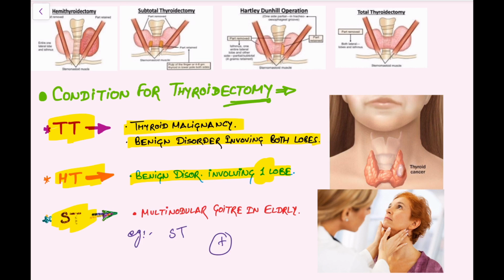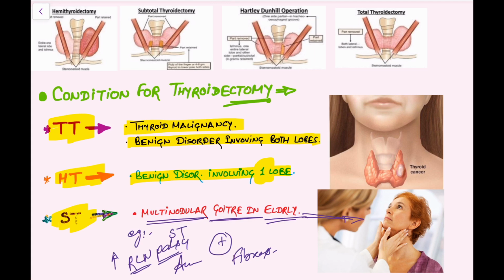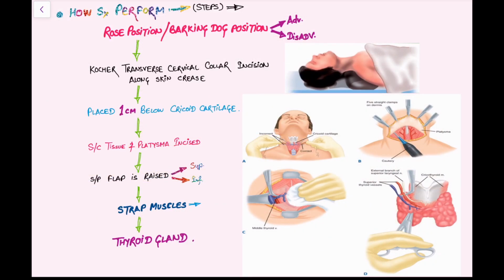Why is it like that? Because the anatomical landmarks are lost, and due to excessive fibrosis, it increases the risk of recurrent laryngeal nerve palsy. So nowadays surgeons are performing it for multinodular goiter in elderly patients. So here we are going to see the procedure of thyroidectomy and how we are performing surgery.